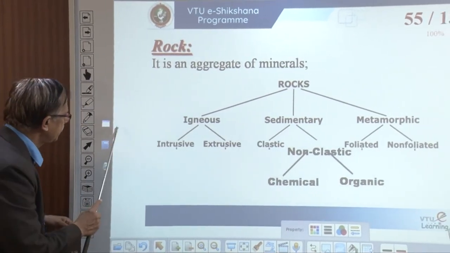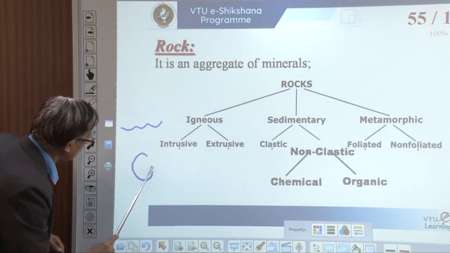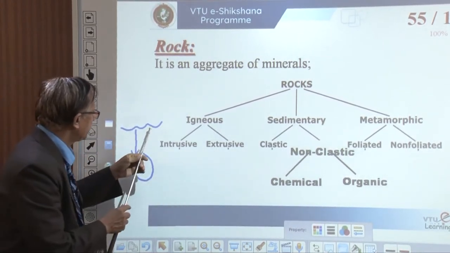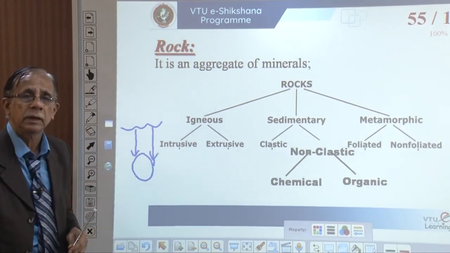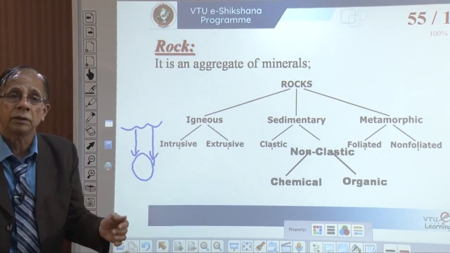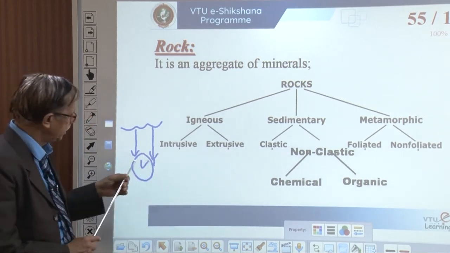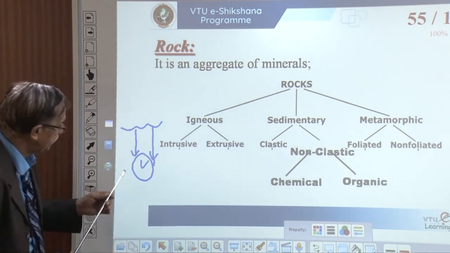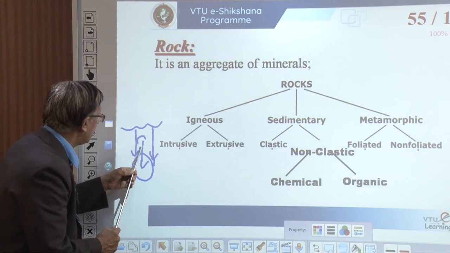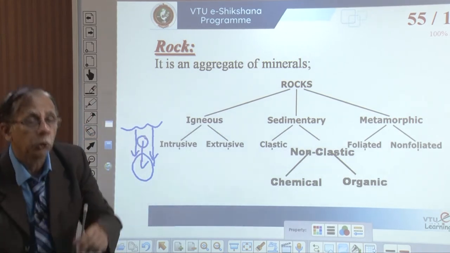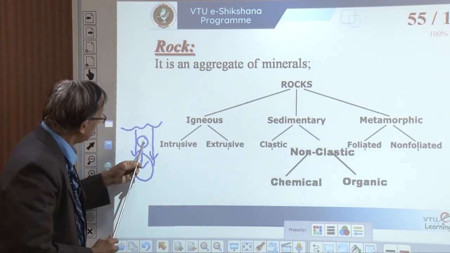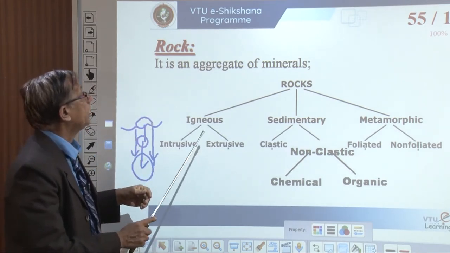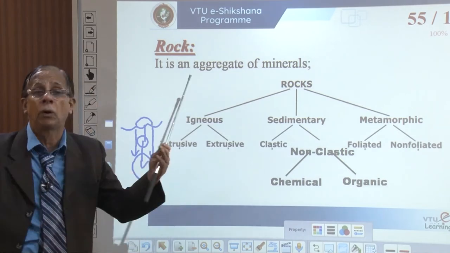When I say igneous, if this is the ground, at great depth, as I go deeper and deeper, temperature increases. As I go deeper and deeper, pressure also increases. At a certain special condition, rock can melt. It was a rock earlier. It can melt. That melt is called magma. This magma, due to earth pressure, can be forced to intermediate depth. It is intrusive. And it may even reach the surface, it is called extrusive. Igneous rocks are broadly classified into intrusive and extrusive.